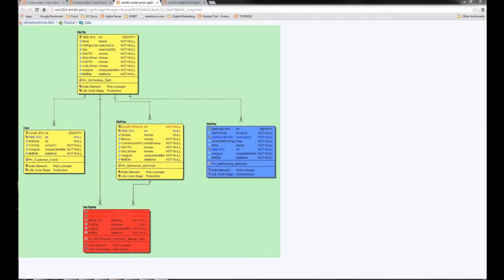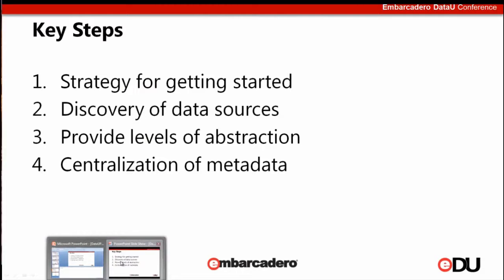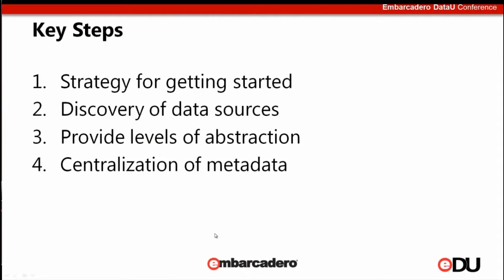And with that, we've come to the end of our presentation here. Let me just go ahead and bring up the slide for the key steps, just to remind you what those key steps are for documenting your data landscape for the organization. So a strategy for getting started: go out and discover what data sources you have around the organization, provide various levels of abstraction, and centralize that information so that it's easy to get to.